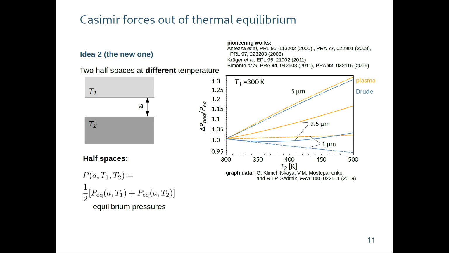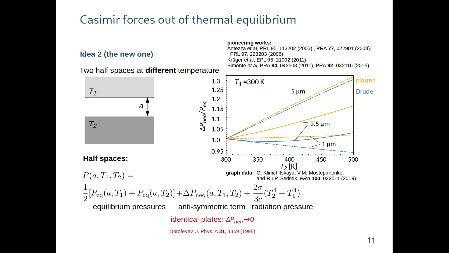So you are out of thermal equilibrium. And then it turns out, as has been first computed by Antezza and others, that you have the average of the equilibrium temperature contributions plus a non-equilibrium term, and this is now the new thing, and this is a term that is anti-symmetric under the exchange of the temperatures between the plates, plus radiation pressure. And this non-equilibrium term here vanishes if you have identical scattering matrices on both objects. So that means in order to trigger it, you need to have either different materials and/or different thicknesses.